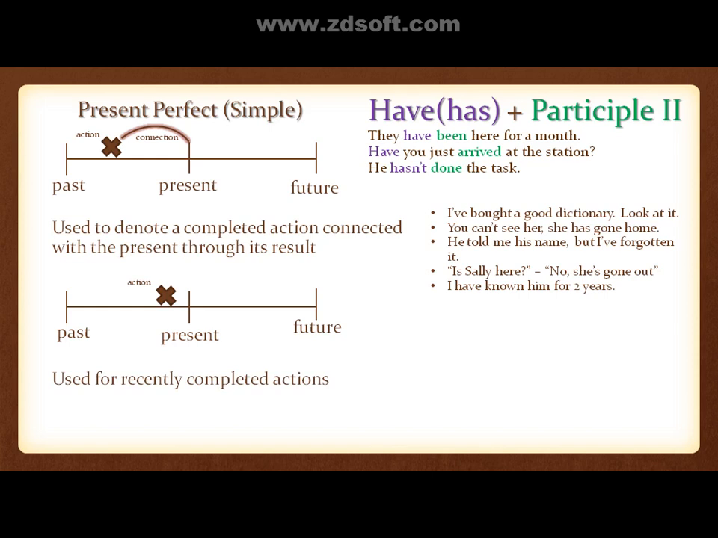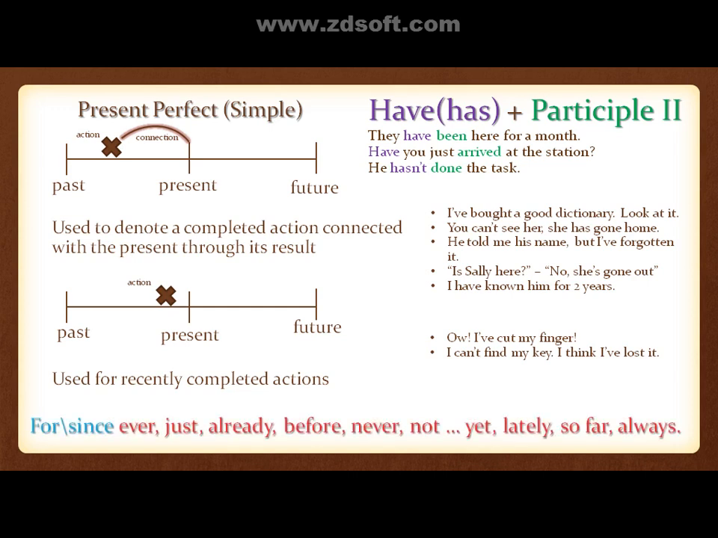Or we use it for recently completed actions. Look at these examples. Oh, I have cut my finger. I can't find my key. I think I have lost it. These actions are recently completed. Keywords for this tense are for, since, ever, just, already, before, never, not yet, lately, so far, always.